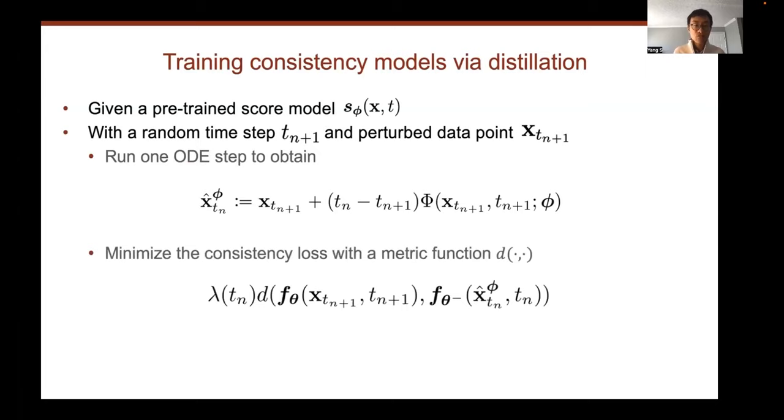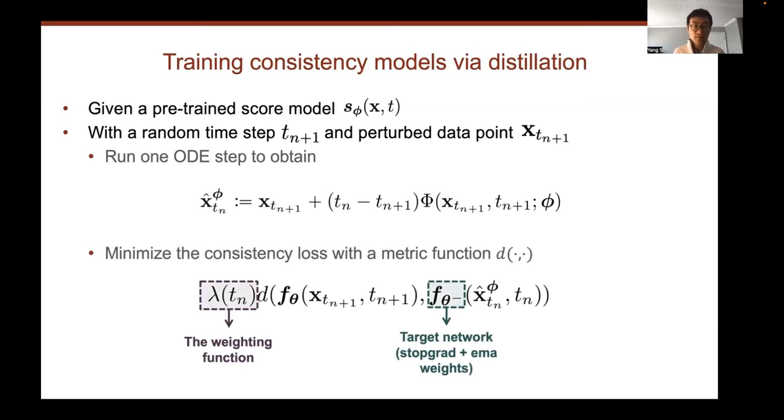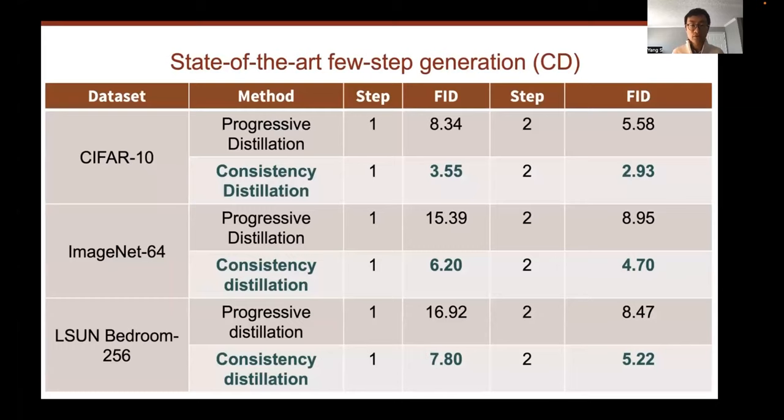So this loss tries to bring together the outputs of the consistency model on two adjacent data points on the ODE trajectories. We leverage a target network to help us train the student consistency model. There is the weighting function to help optimization. So this approach is currently the best distillation approach for diffusion models when you care about fast sampling. And in this table, we can show that compared to the previous approach, progressive distillation, consistency distillation can generate way better samples as measured by FID when you want to generate samples in a single step or two steps.